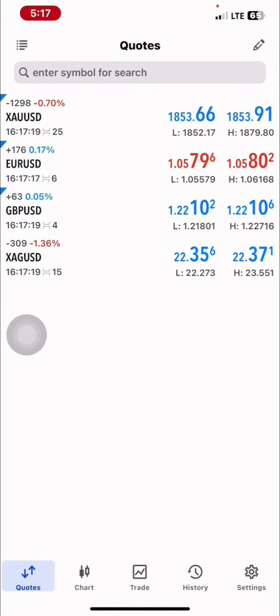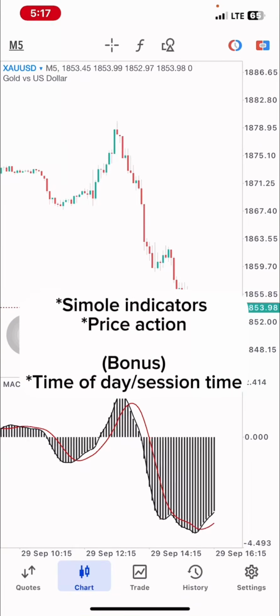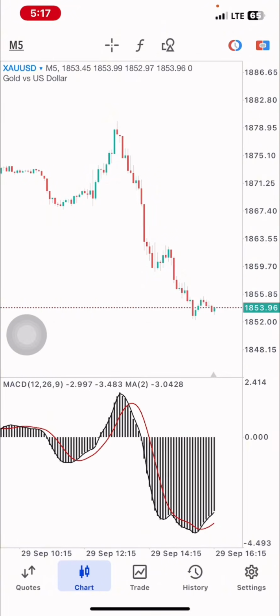Now in this strategy I'm going to be giving you three simple methods that you're going to be using to trade gold. All right, I'm going to be giving you three trading methods. This is going to be a combination of simple indicators and price action, to help you navigate this market profitably.